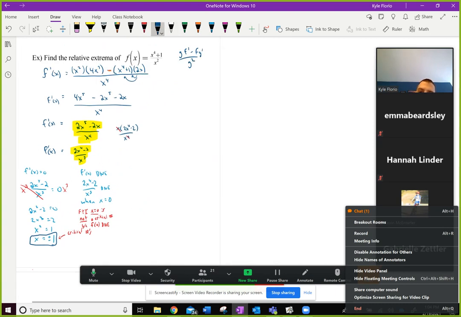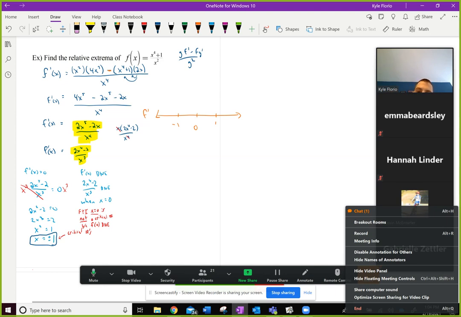So we're going to make our sign chart here, and let's do it in orange this time. So this is my sign chart for f prime. The derivative is 0 at -1 and +1. And at x equals 0, the derivative does not exist. So it's not going to be a min or a max, but we could have a sign change. And we'll look at that in a second.